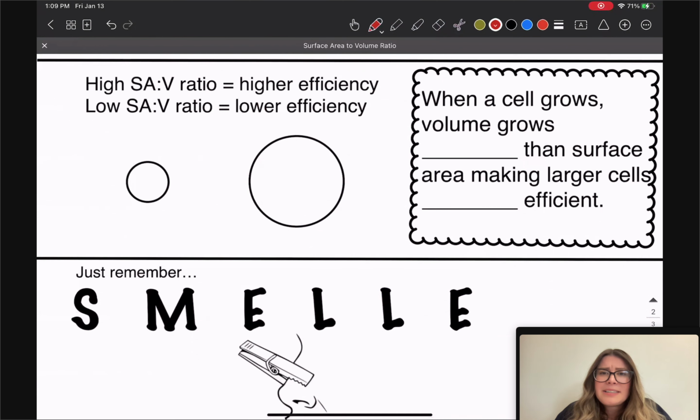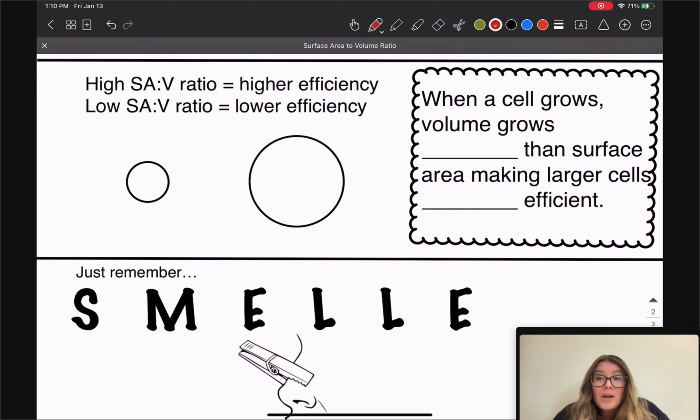So how does this apply to how efficient our cells are at moving materials across the membrane? Does it tell us how we're going to get food in easier and waste out easier? It actually does. So the higher your surface area to volume ratio ends up being, that shows that your cells are more efficient at moving things across the membrane. And a lower number for your final calculation of surface area to volume ratio shows that your cells are less efficient. Now let's take a closer look at why this is.